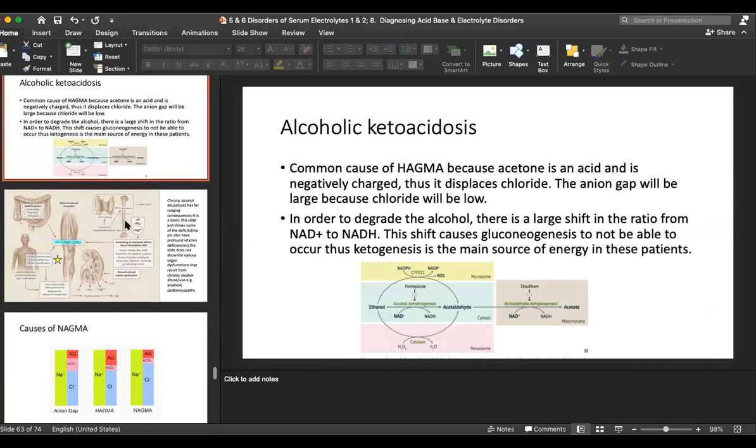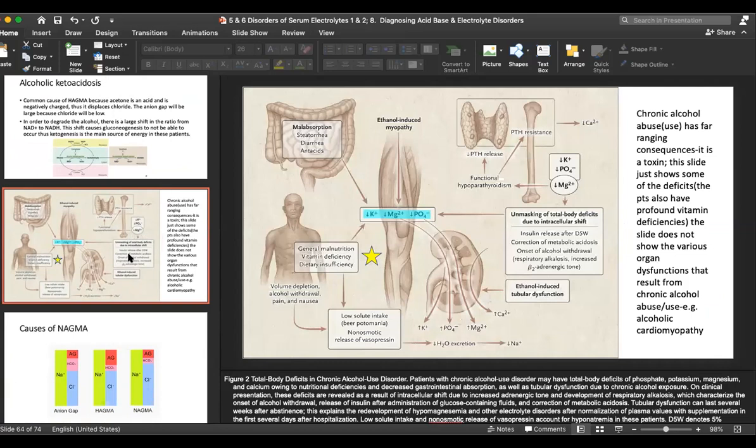Alcoholic ketoacidosis is going to be a common cause of our HAGMA because the acetone is negatively charged, displacing chloride like the rest of our HAGMAs. And there's going to be a large shift from NAD to NADH. Chronic alcohol use is going to result in some changes in our electrolytes. So we're going to have a low potassium, low magnesium, and low phosphate. So I would know probably those.